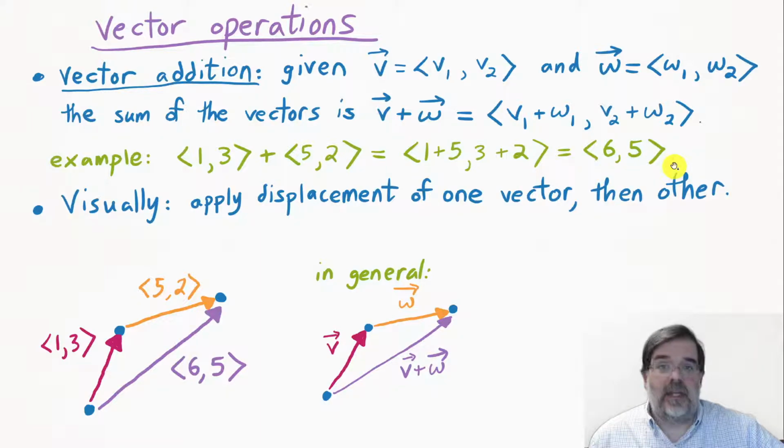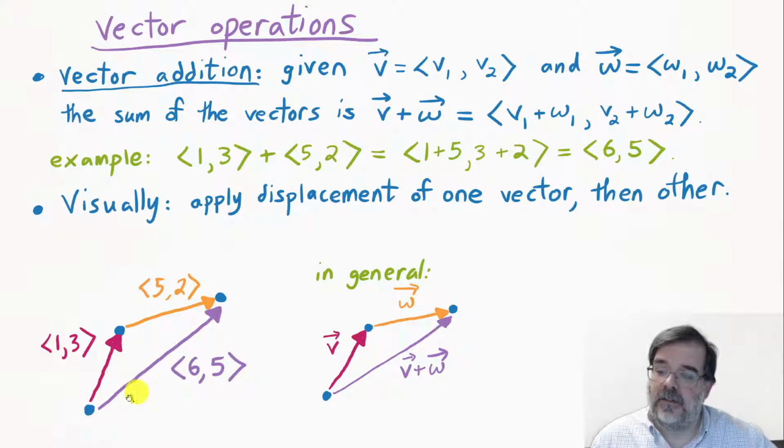Now, part of the reason we care about vector addition is it's got a good geometric interpretation. What this means visually speaking is that starting at some point, we're applying the displacement of one vector and then the displacement of the other vector. So for example, if I start at this point down here, and then I add the vector (1, 3), I'll end up at this point, and then add the vector (5, 2), I'll end up at this point. Alternatively, I could add the vectors first, I'll get the vector (6, 5), and then if I apply the vector (6, 5) to this starting point, it will bring me to the same ending point.